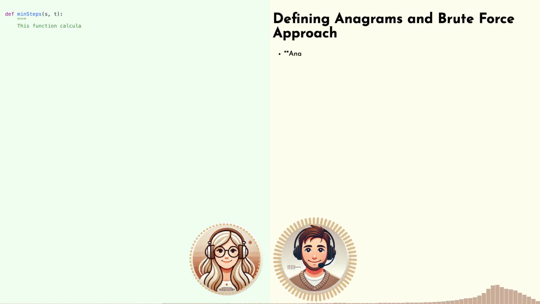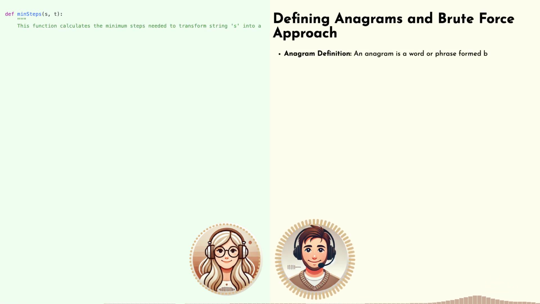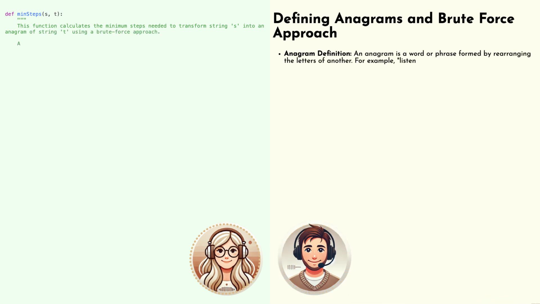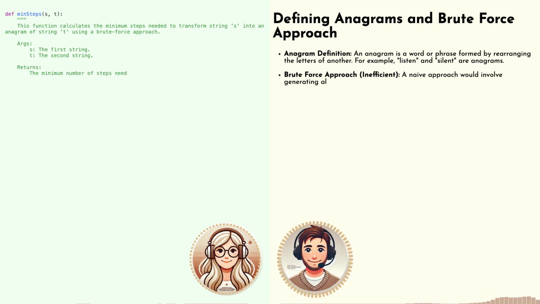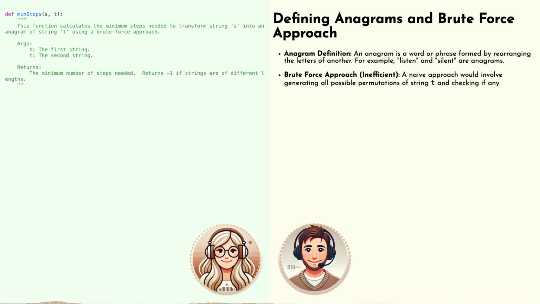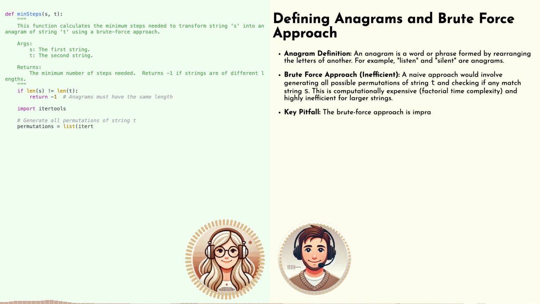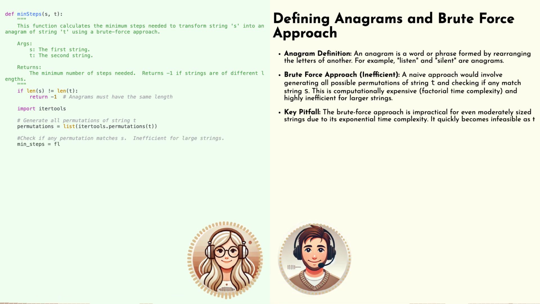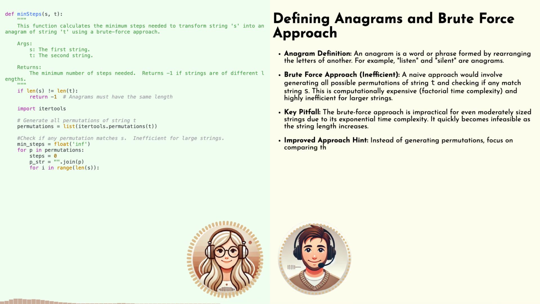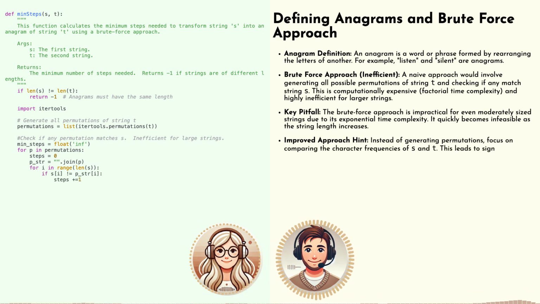Exactly. And before we get into the nitty-gritty, let's make sure we're all on the same page. For those who might be new to the concept, an anagram is just rearranging the letters of a word to make a new one, like silent and listen. So the challenge here isn't just recognizing if two words are anagrams. It's figuring out the most efficient way to transform one into the other. We're talking minimum steps, folks. Minimum steps, yeah. And that's where things get interesting.